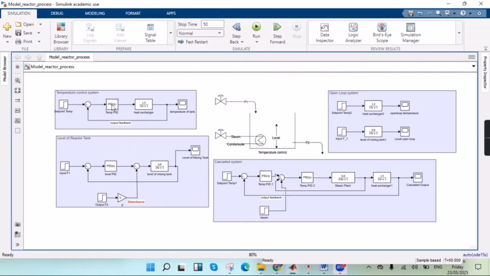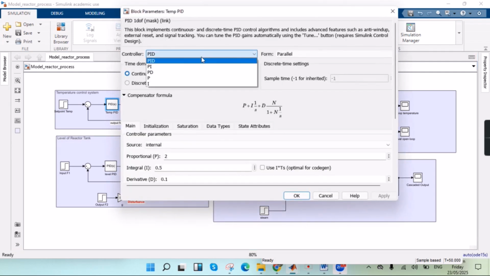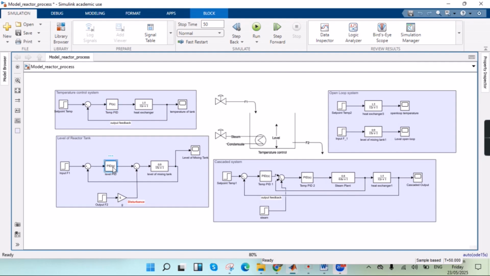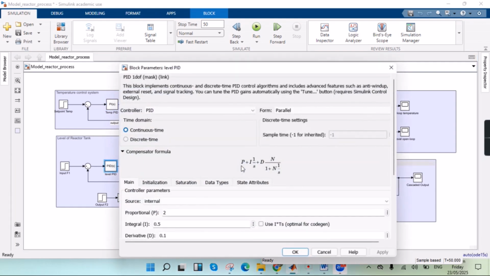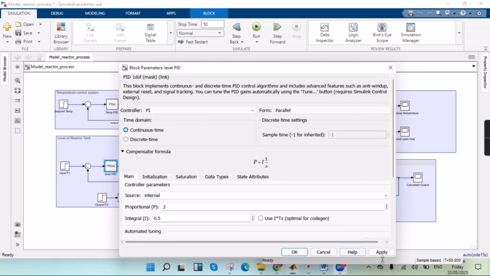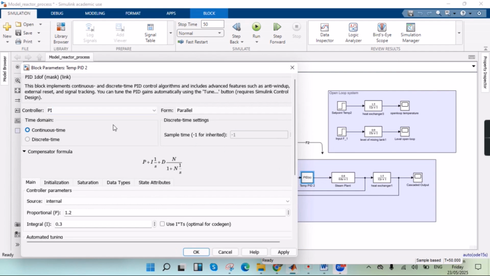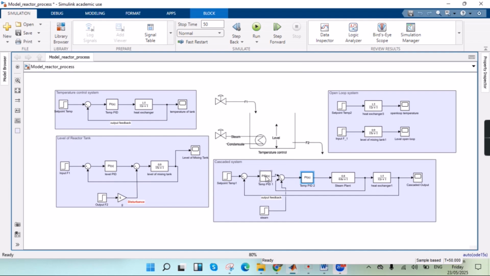So let me just change its controller to PI. We need to just double click here, and yes, we just need to change here to PI controller, because we have used the PI controller in the article as well. Just change here to PI. It's here PI. This is the PI as well.